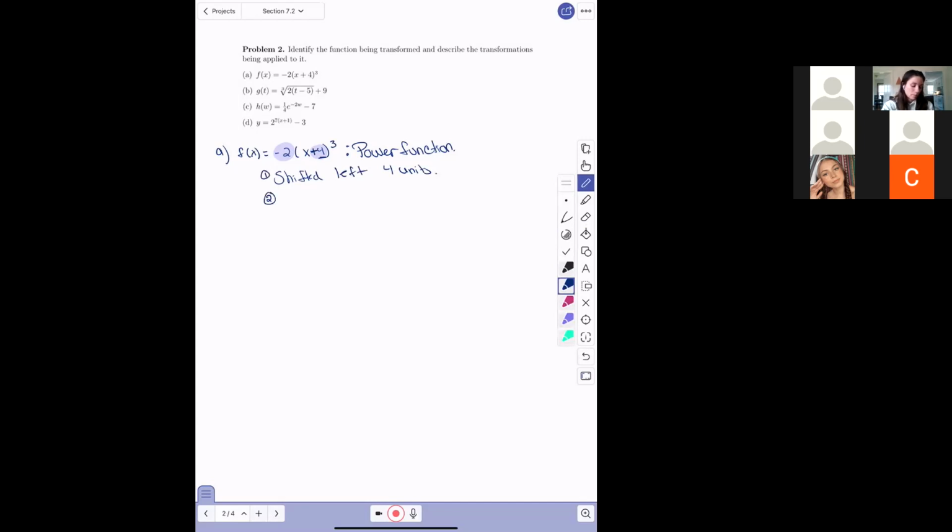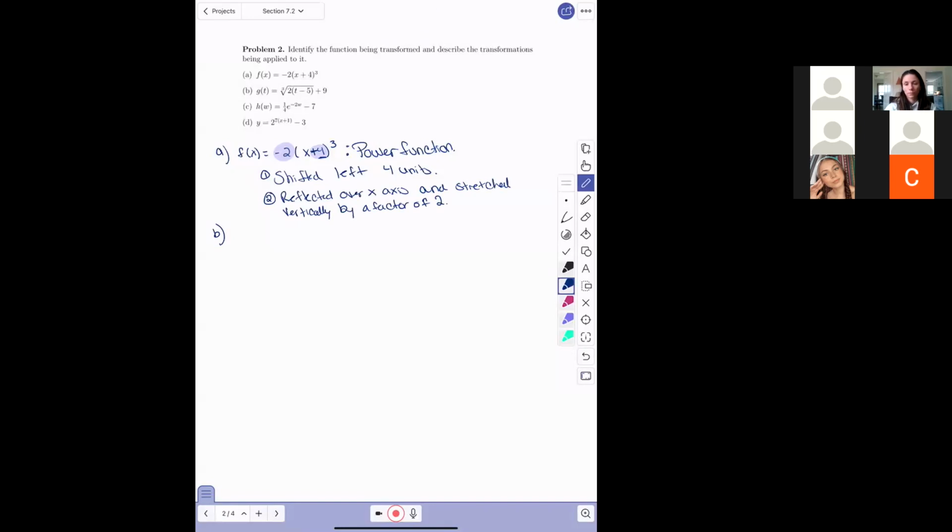And then what else is happening? Is it reflected over the x-axis? Good. And it's being stretched vertically by a factor of 2. Any questions there?